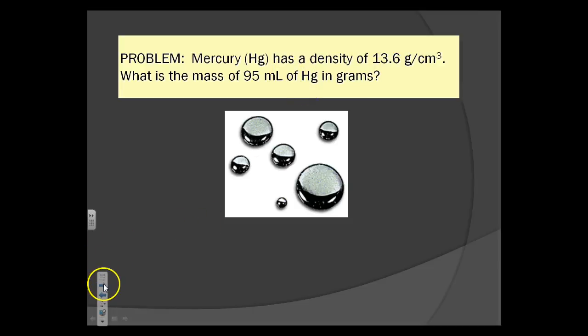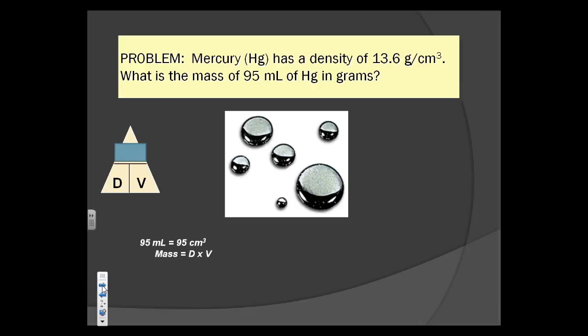So in this case, we're going to use our triangle to rearrange the equation. I'm going to cover up mass, because that's what I'm solving for, and I can see that mass is equal to density times volume. First thing I want to do is I notice that there is a difference in units. My density is in grams per centimeters cubed, and my volume is in 95 milliliters. A milliliter is equal to a centimeter cubed, and I want to get my units so that they jive in working a problem. So just go ahead and convert that.